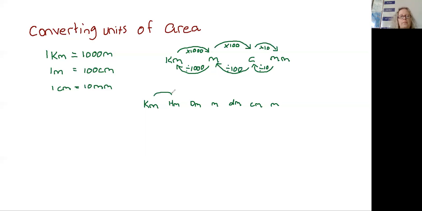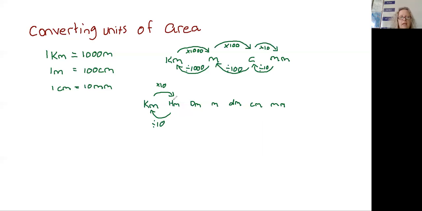Every time I go this way, I'm dividing by 10, or I don't even think about it as multiplying and dividing by 10. I think about it as moving my decimal point one space in this direction. So from here, I can go from kilometres straight to centimetres by moving my decimal point 1, 2, 3, 4, 5 spaces. And I can go from millimetres to metres by moving my decimal point, that should be an mm, backwards 1, 2, 3 spaces.